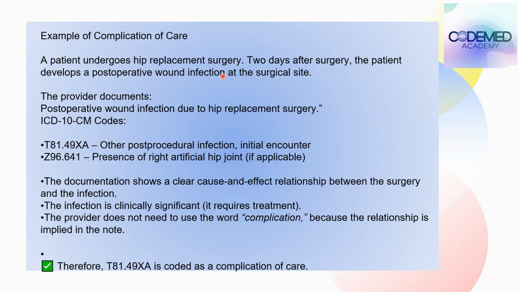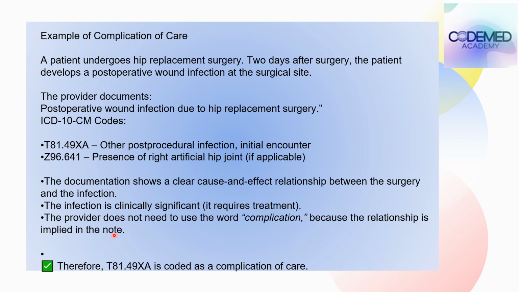So let us take one example of complication of care. Patient undergoes a hip replacement surgery. 2 days after the surgery, the patient develops a post-operative wound infection at the surgical site. The provider documents a post-operative wound infection due to hip replacement surgery. Now in this case, the first code will be other post-procedural infection, initial encounter, and the second code is presence of the right artificial hip joint. Now the documentation shows a clear cause and effect relationship between the surgery and the infection. The infection is clinically significant, requiring a treatment.